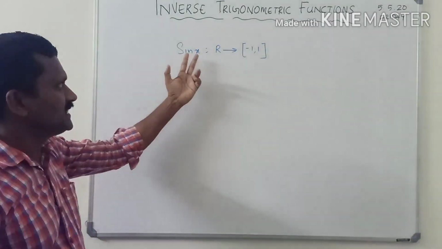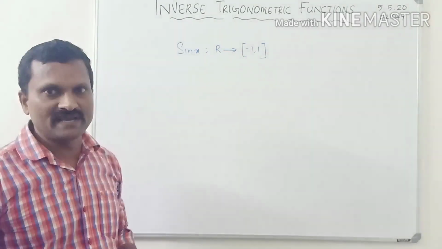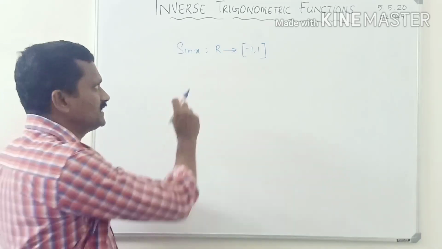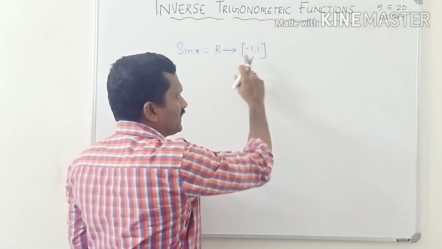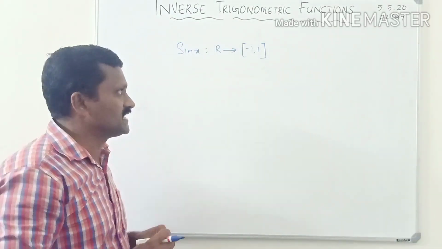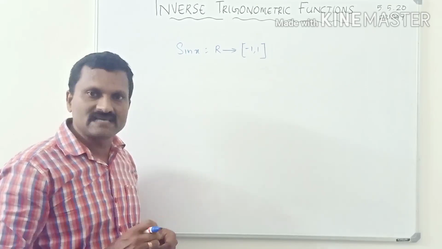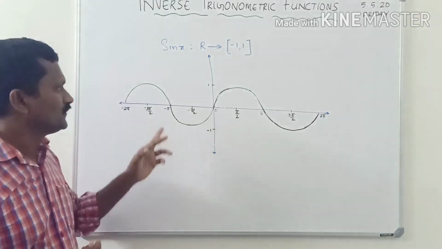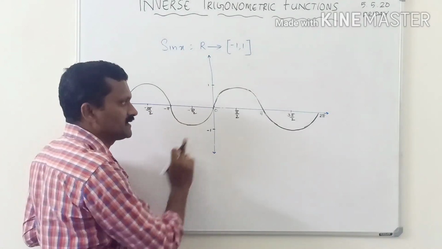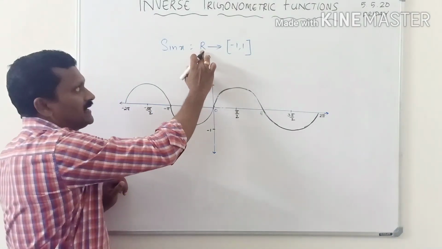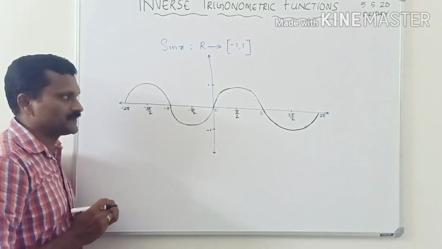We know that sin x is defined from R to the closed interval minus 1, 1. That is, the domain of sin x is the set of real numbers and the range is the closed interval minus 1, 1. Then the graph of sin x is this. From the graph of sin x, it is clear that in the entire domain R, sin x is not bijective.